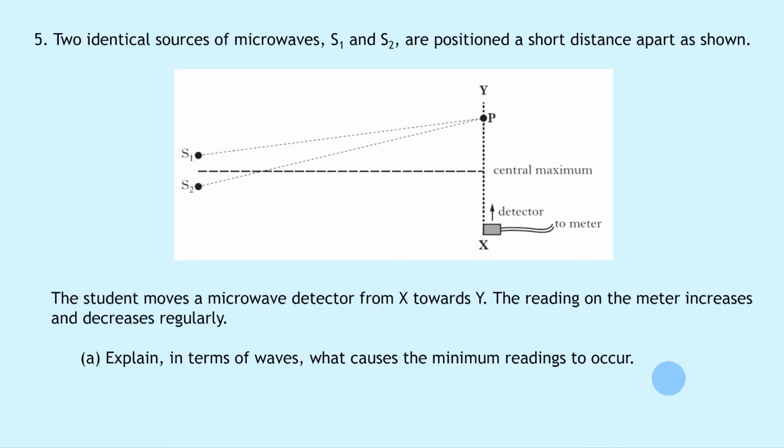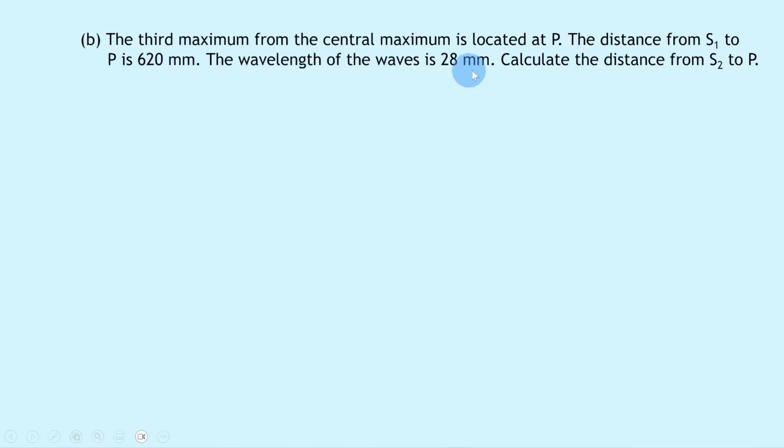Well, remember, a minimum or point of destructive interference will occur when the crest of one wave meets the trough of another, or when the two waves are completely out of phase. Part B says the third maximum from the central maximum is located at P. The distance from S1 to P is 620 millimeters, and the wavelength of the waves is 28 millimeters. Calculate the distance from S2 to P.